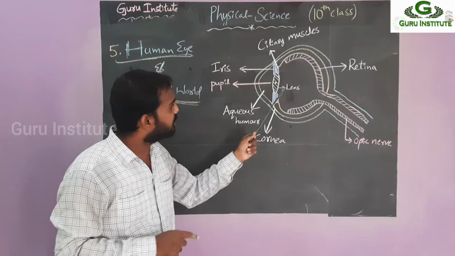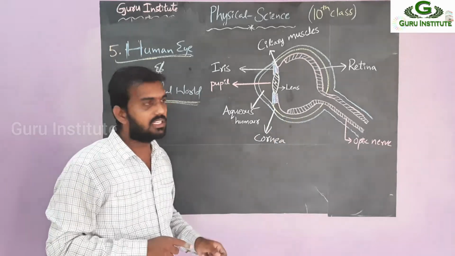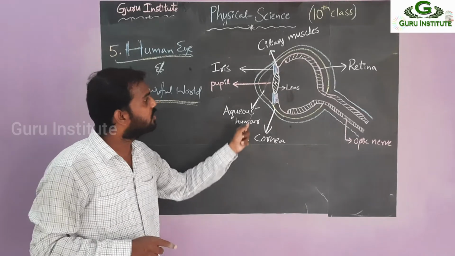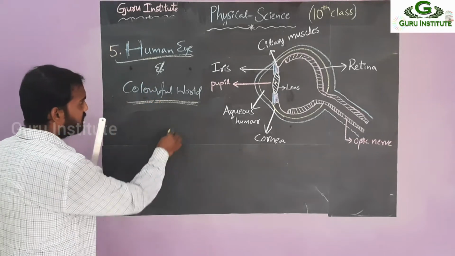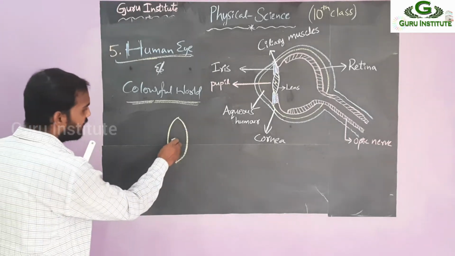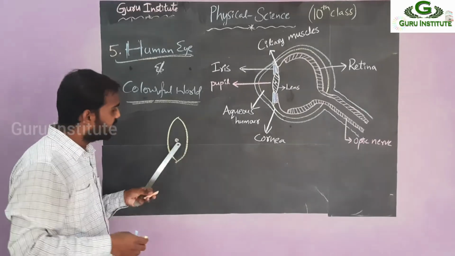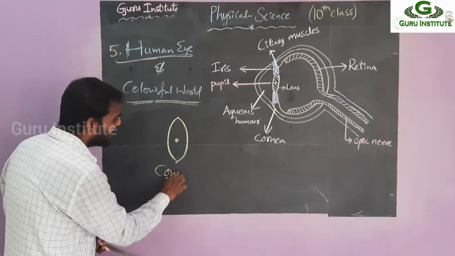For understanding purposes, we can use only the lens and the retina. That's it. This is our picture of the eye. So how does this lens look? See here, this is the shape. At the middle, we have the pupil, right? So what is this shape? This shape, as you already know, is a convex lens.